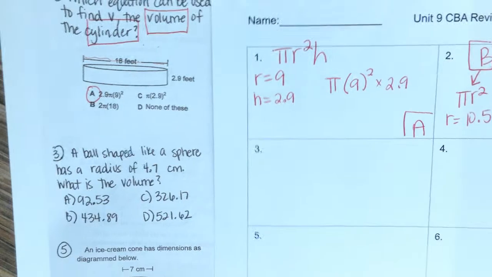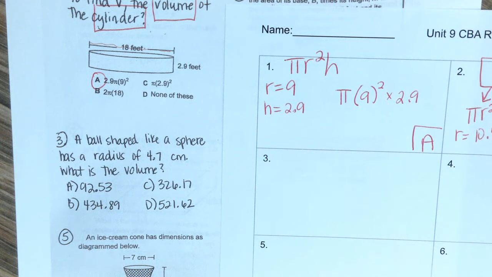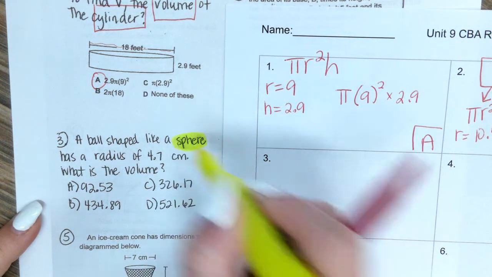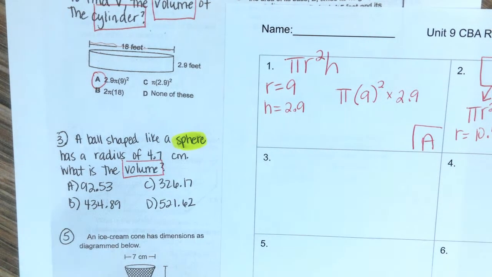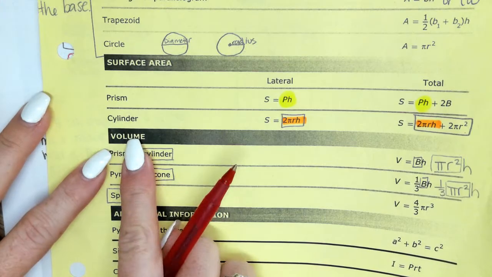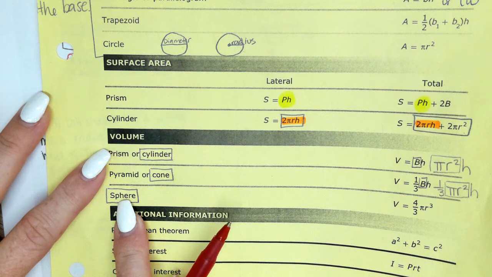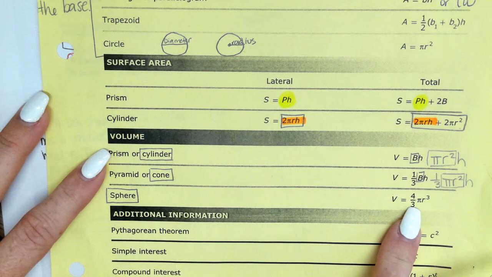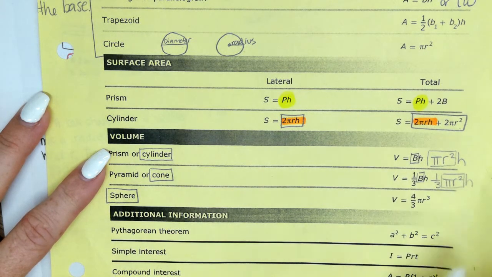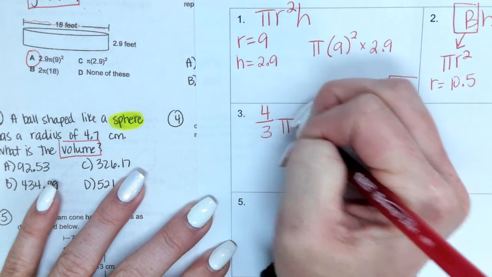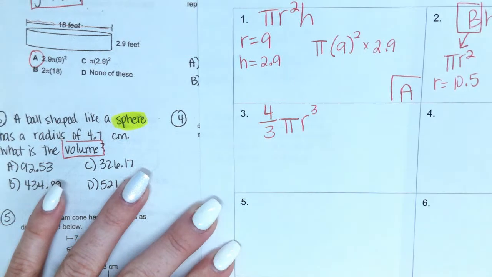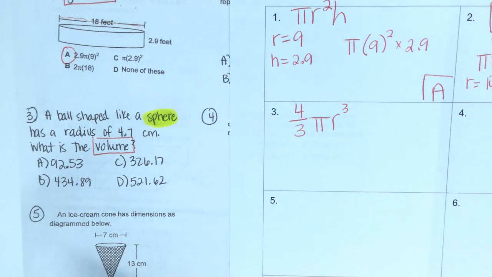Number 3. A ball is shaped like a sphere and has a radius of 4.7. What is the volume? So where do I go on my star chart? I go to volume. I find the word sphere, and I write this formula down. 4/3 pi r cubed. So check and make sure you wrote the right formula. 4/3 pi r cubed. Everybody's checking their paper.